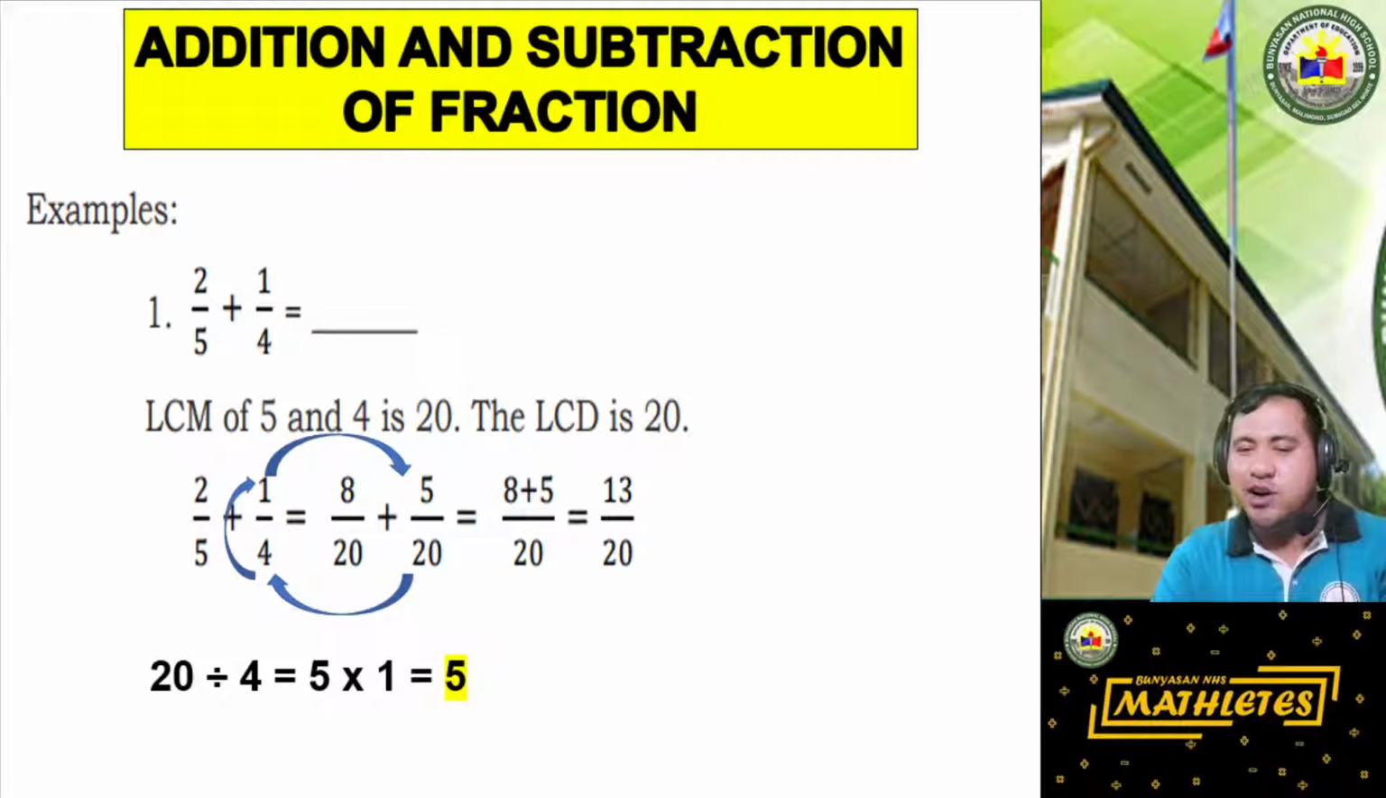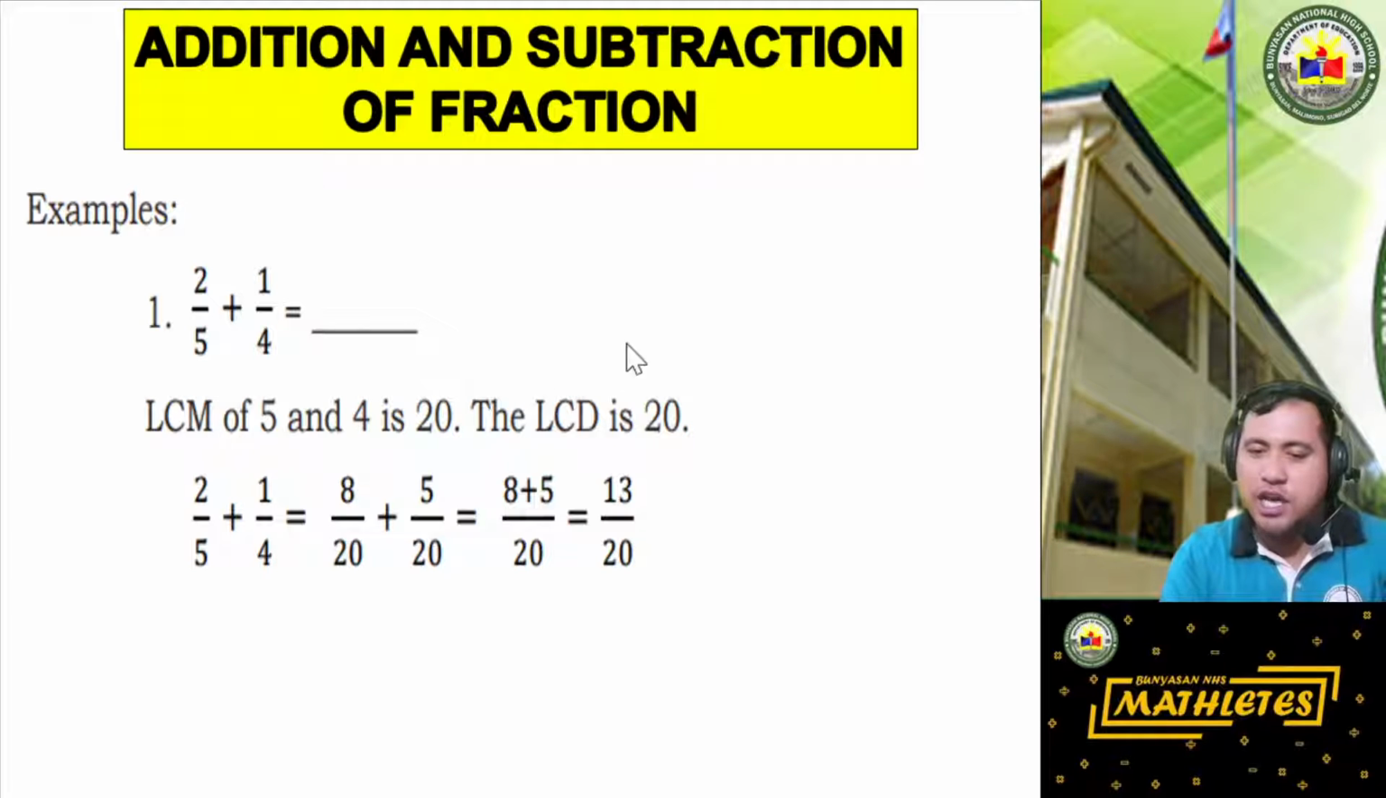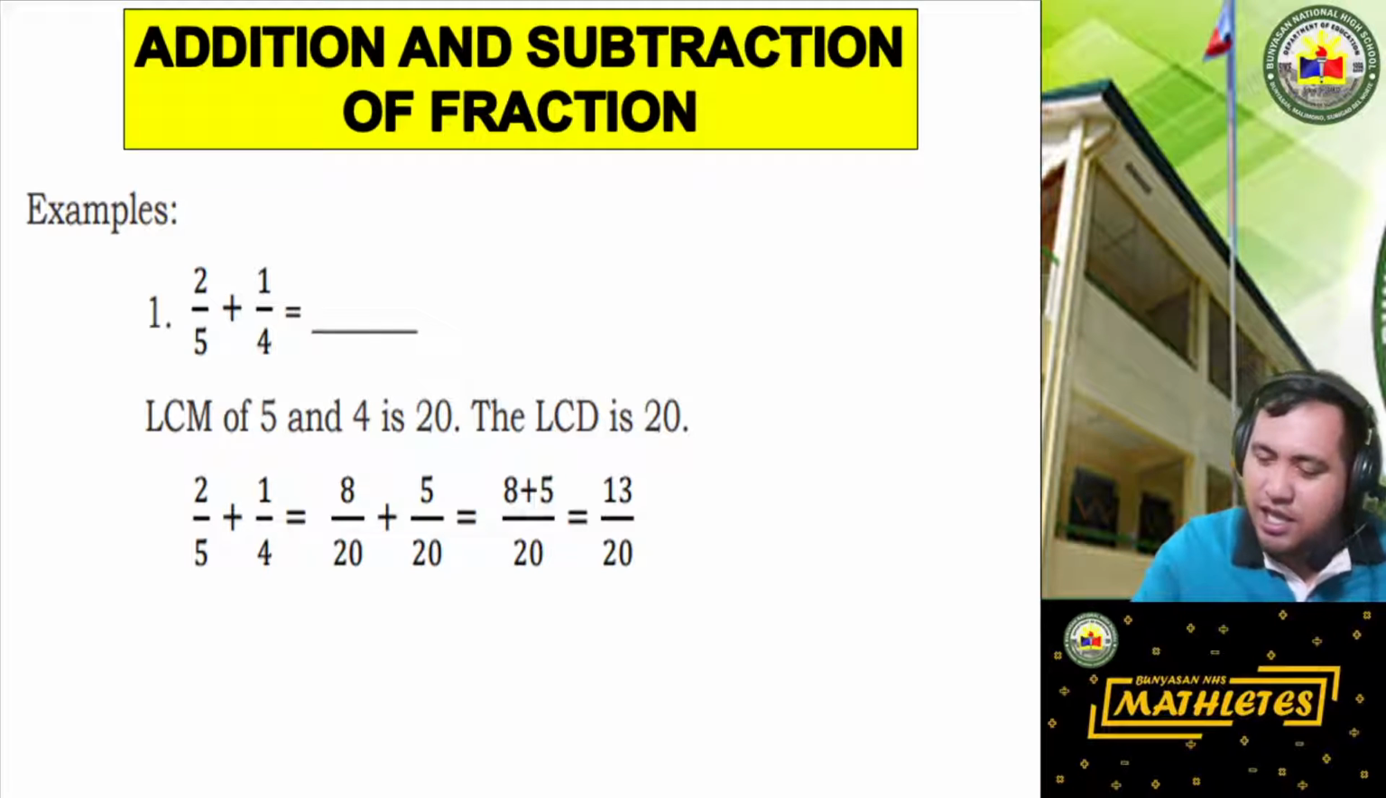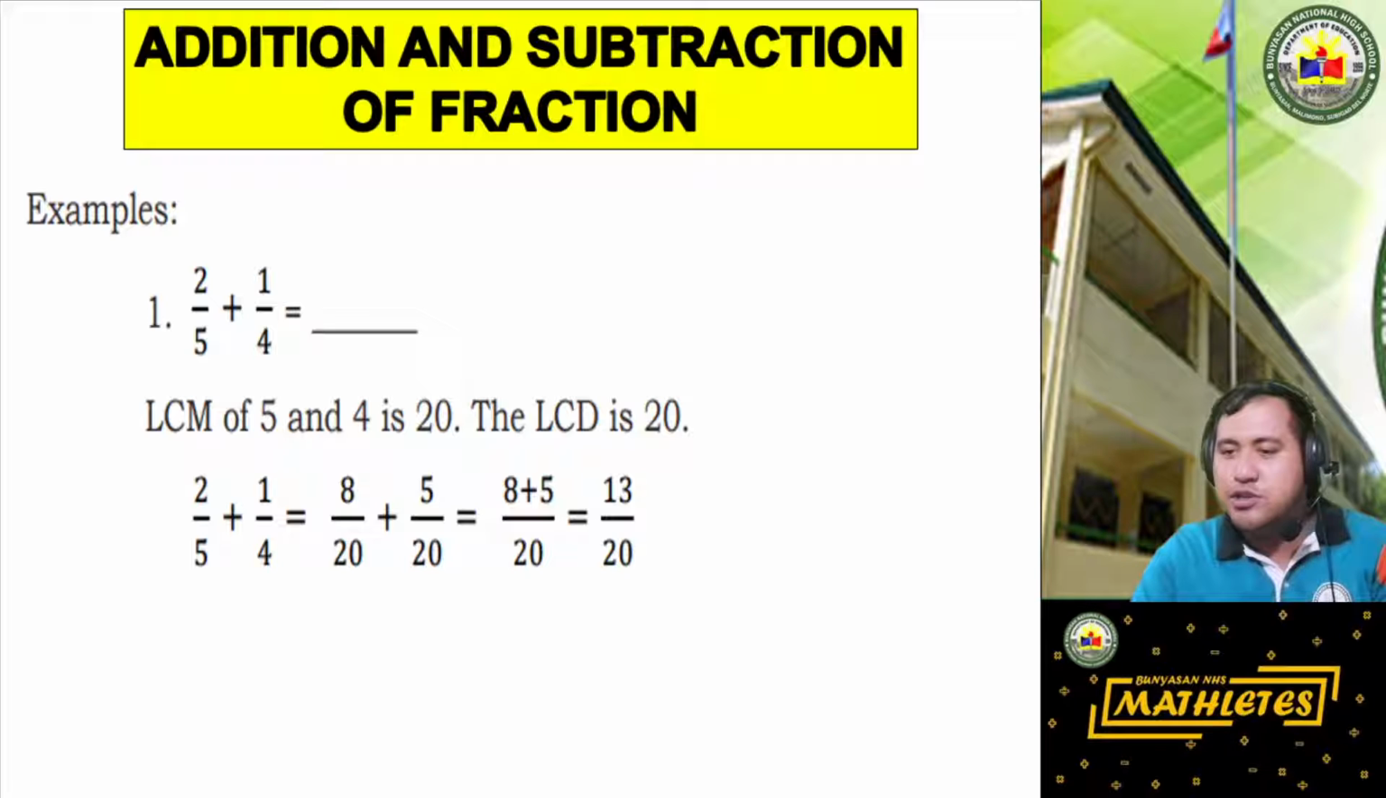Okay? So, ganyan. So, ang bagong mukha is 8 over 20 plus 5 over 20 is equal to, then, similar na sila. So, copy the denominator, which is 20, then add the numerator. 8 plus 5, which is 13. So, the answer is 13 over 20. Okay, I'm going to show you the trick. Isang trick kung paano i-solve yung dissimilar fraction na hindi na dadaan dito.